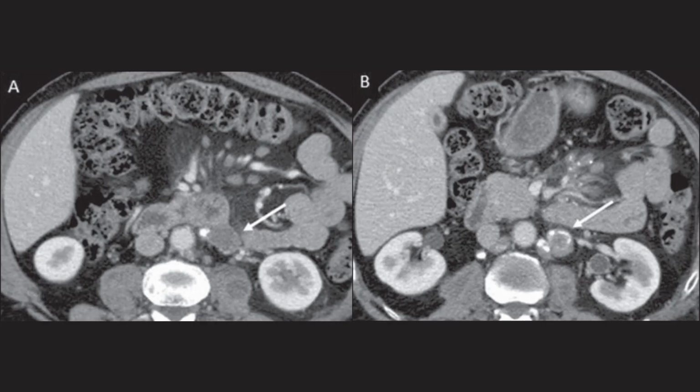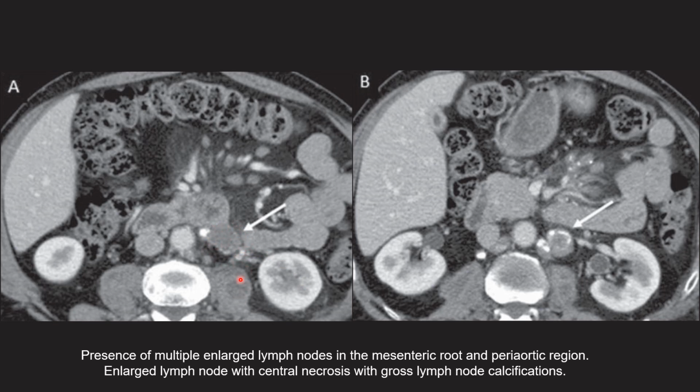Can you spot the abnormality in this case? This is a CECT abdomen axial picture. There is characteristically a lymph node with peripheral rim enhancement. So there is presence of multiple enlarged lymph nodes. These are the multiple enlarged lymph nodes in the mesenteric root and periaortic region. The enlarged lymph node with central necrosis with gross lymph node calcification is there. There is gross lymph node calcification. The white spots are the calcification.